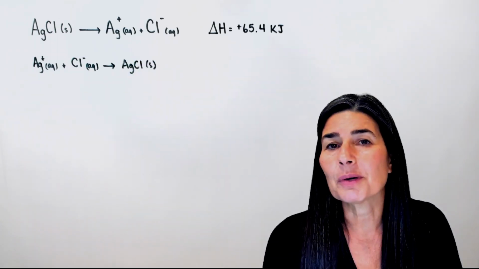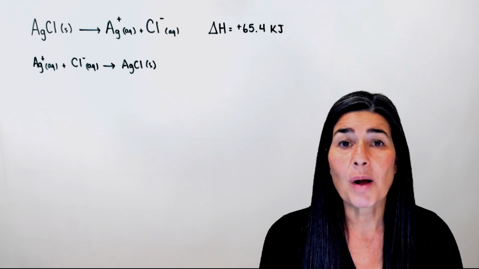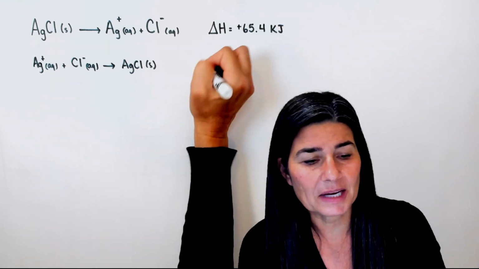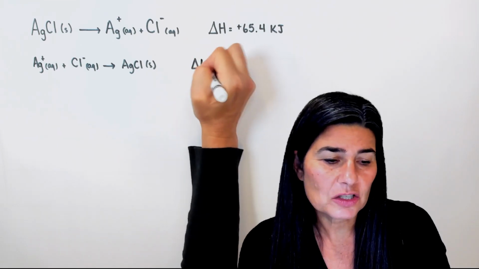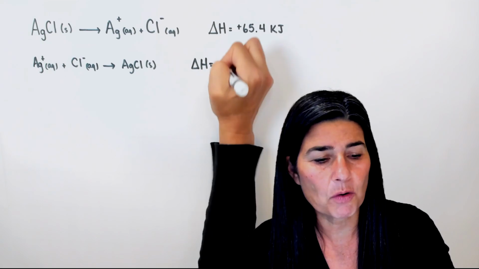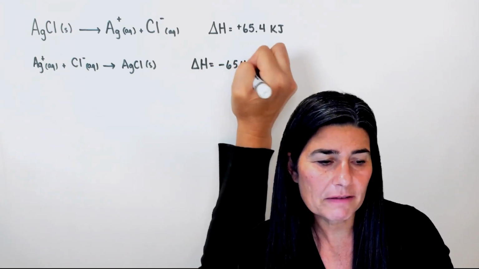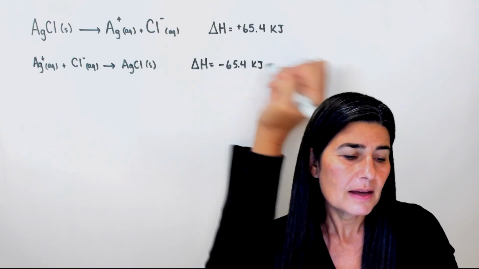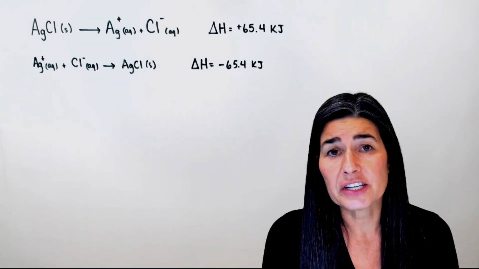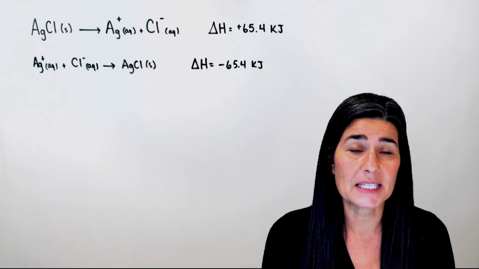Now, if we reverse a reaction and write it in the opposite direction, what was once endothermic must now be exothermic. So the enthalpy change for this reaction as written is not a positive 65.4, but instead a negative 65.4 kilojoules. All right, now we're going to use that reaction to see what the energy change is for 0.56 grams of silver chloride precipitating out.